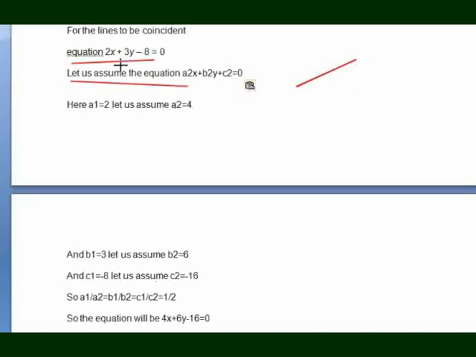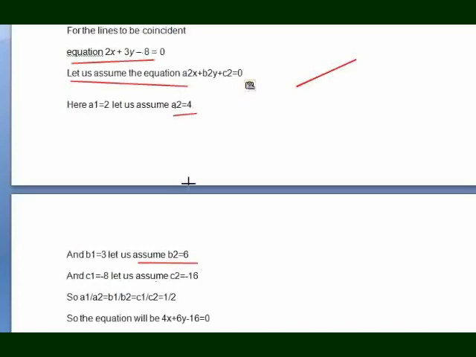Here the value of a1 is 2. Let us assume that the value of a2 is 4, and the value of b1 is equal to 3. Let us assume that the value of b2 will be 6, and c1 is minus 8. Let us assume that c2 will be minus 16. So if we divide a1 by a2, we get 1 by 2. If we divide b1 by b2, we get 1 by 2, and if we divide c1 by c2, we will also get 1 by 2.